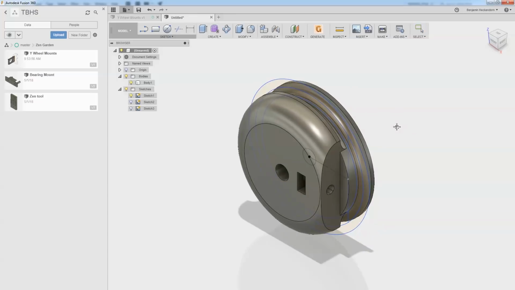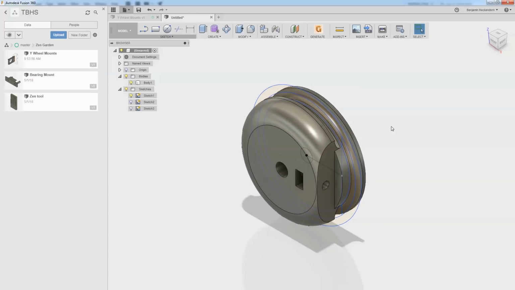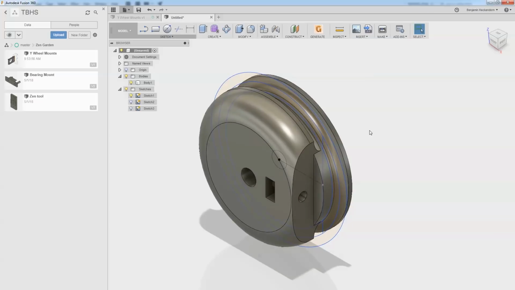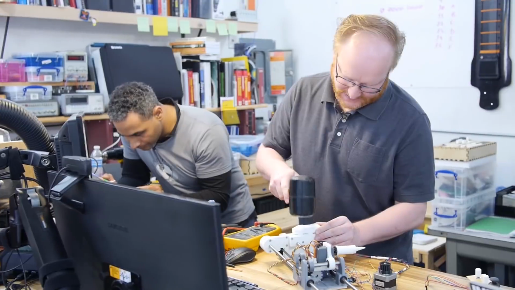I'm gonna print two of these, one for either side. Then we can put the rubbers on, set screws, and then shove them onto the stepper motors, and hopefully this gives us enough traction. So time to get printing.